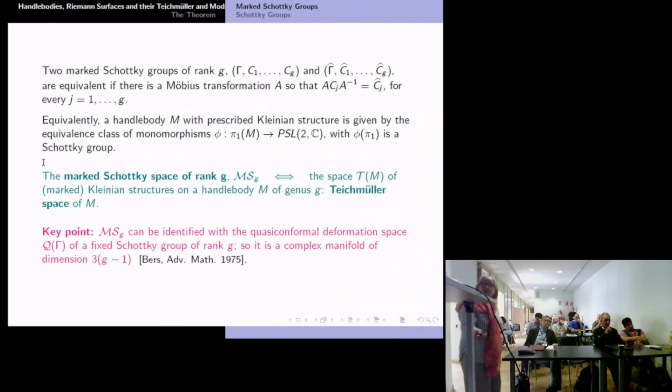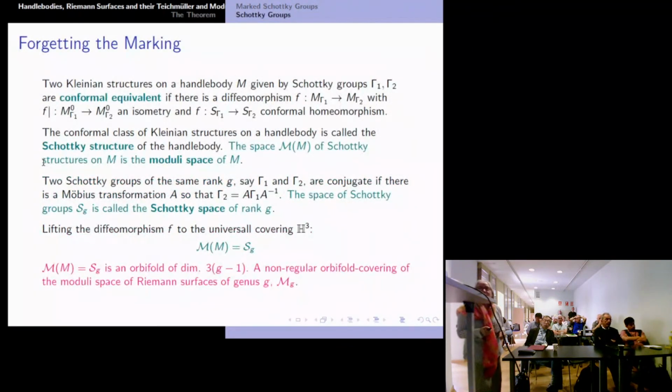So this is the same, in fact, as talking about the Teichmüller space of the handlebody, which is a part of the Teichmüller space for the surface, because the generators will give us the surface. And Bers showed that in fact the Teichmüller space is a quasi-conformal deformation space, so it is part of the Teichmüller space of Fuchsian groups. And of course, we are interested in conformal things, not in geometry, but in conformal structures.